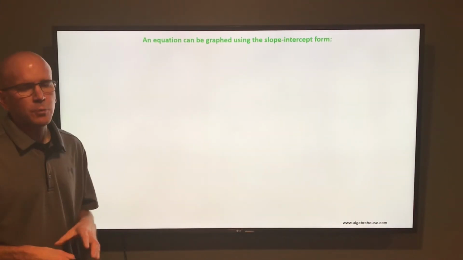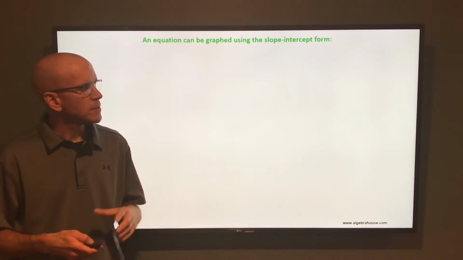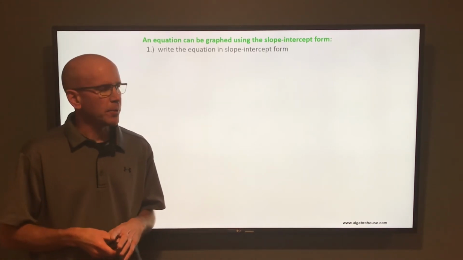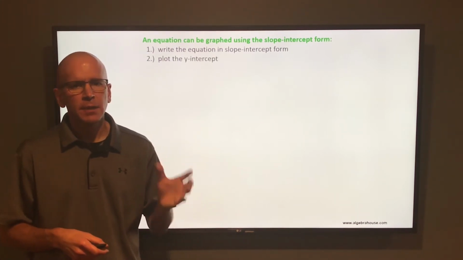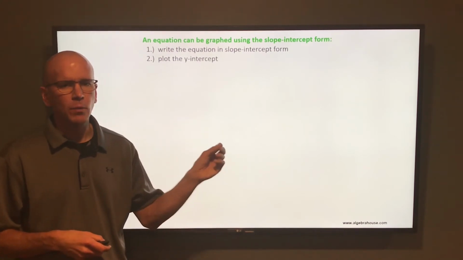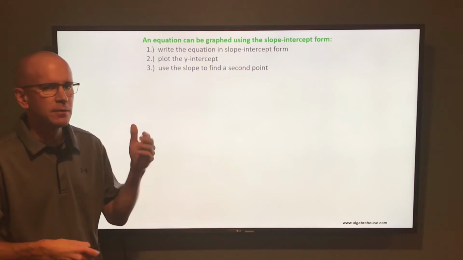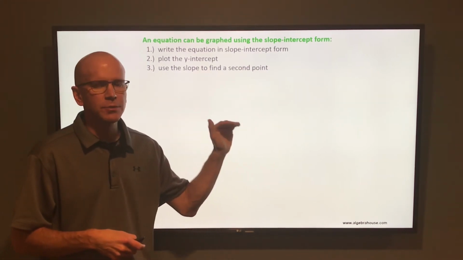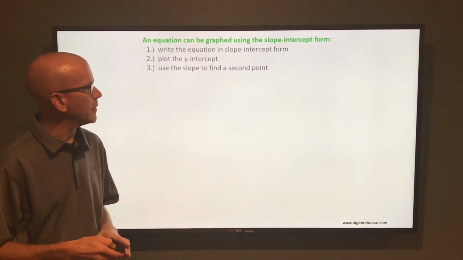One of the easiest ways you can graph a linear equation is by using slope-intercept form. First thing you need to do is get the equation in slope-intercept form, y equals mx plus b, and then pick out the y-intercept. Once you see the y-intercept, put that on the graph. So put that point, that y-intercept, on the graph, and then use that to get another point. By that I mean, from the y-intercept, use the slope, rise over run, to move and get another point.